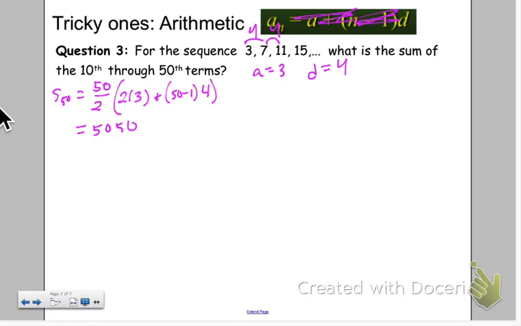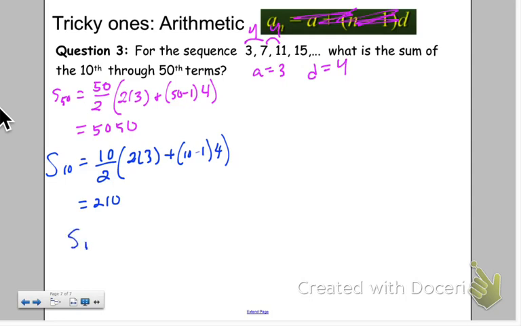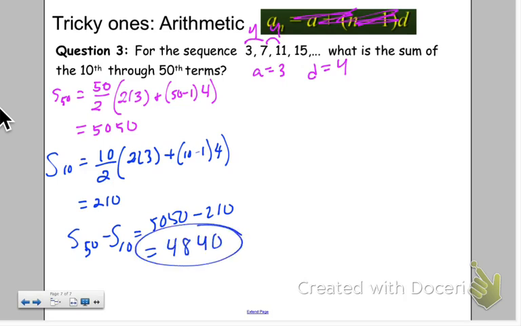Alright, so then you want to find the sum of the first 10 terms, and that's going to be this formula. And that simplifies to 210. So the sum of the first 50 minus the sum of the first 10 is 5050 minus 210, and that gives you 4840 is the sum of the 10th through 50th term. The end.